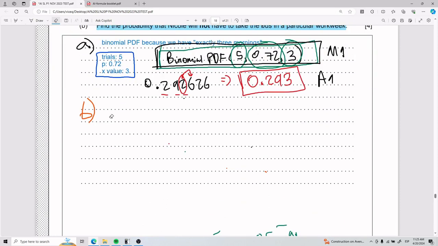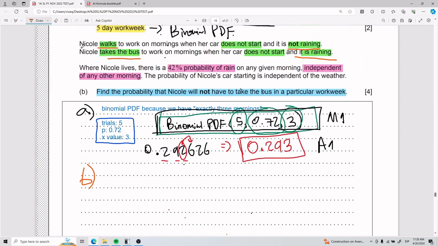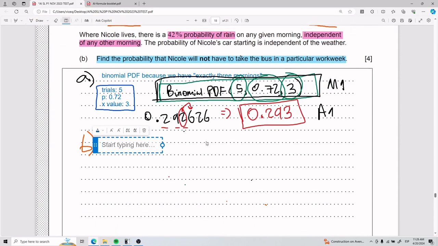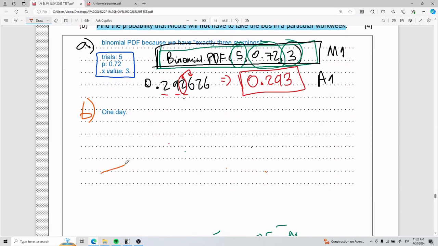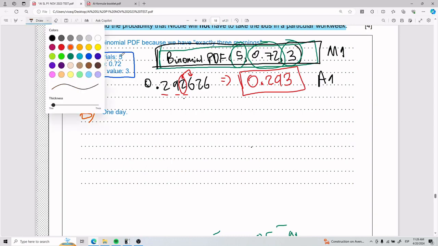Point is, I'm going to draw a tree diagram to better understand one day. So this is going to be just for one day, right? I'm not going to do the 5-day work week because it would be a crazy tree diagram, okay? A 5-day work week would be an insane tree diagram that we want to avoid, but this can help you find probabilities for one day, all right? So a tree diagram for one day would look something like this.